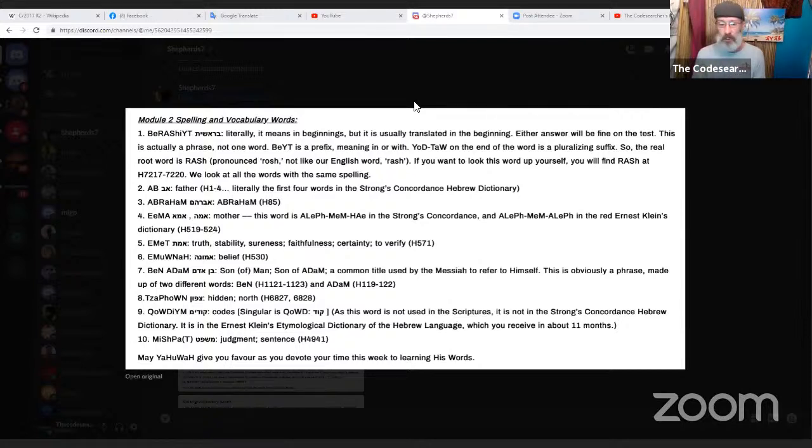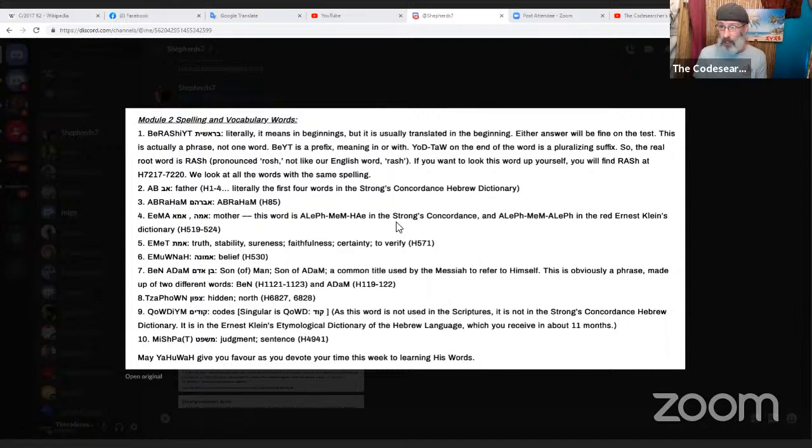All right, so second one is father, which is Av. Looks like it's H1 through 4, literally the first part of the Strong's. Abraham is number 3, and it is spelled Aleph, Bet, Resh, Hey, Mem, and it is H85. Ema is number 4, and that is an Aleph, Mem, Aleph, or an Aleph, Mem, Hey. This word means mother. Strong's number H519 through 524.